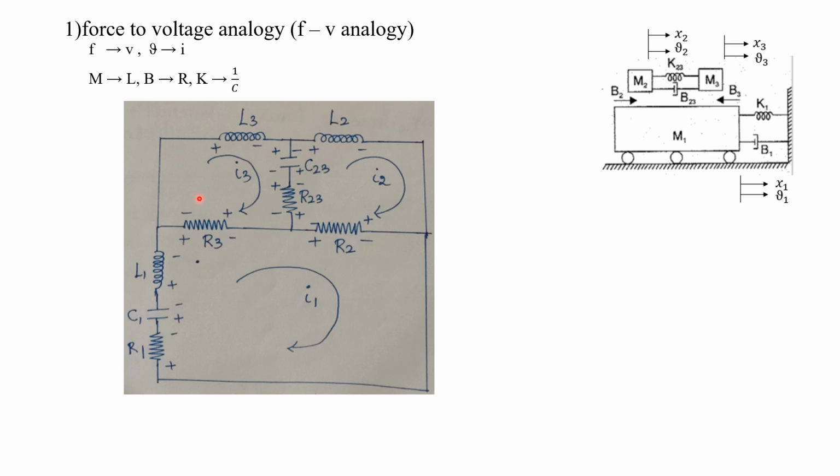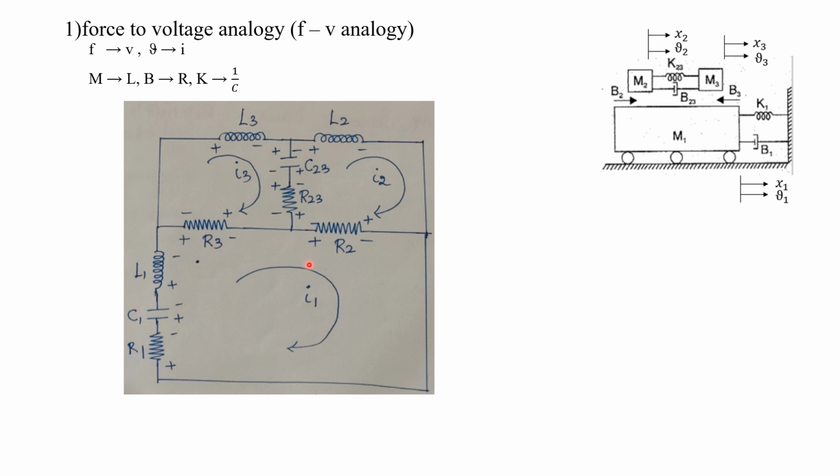For each and every loop, we have to assume the loop current. This is the first loop, for mass M1, so we can assume the loop current as I1. As I told already, for each and every loop, we can assume the direction of current always in the clockwise direction. We can assume the current direction in the anti-clockwise direction also, but then correspondingly you have to put the polarity and write the equation accordingly. Here we are writing all the currents in the clockwise direction. This is clockwise, and this is also clockwise, and this is also a clockwise direction.